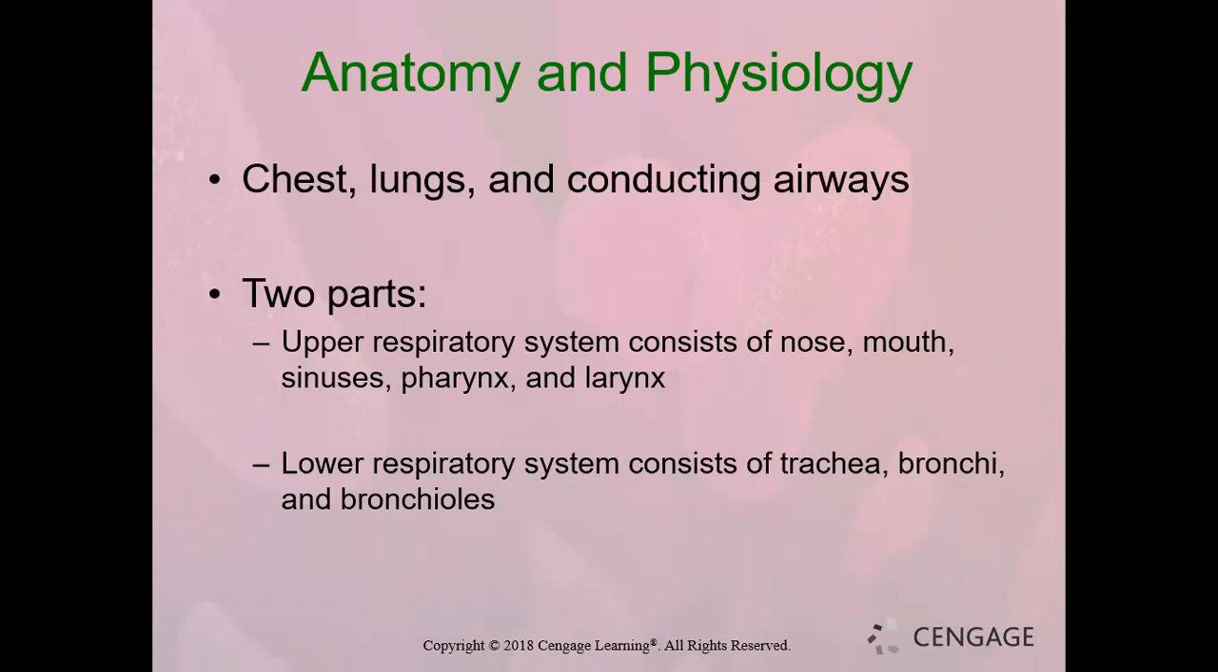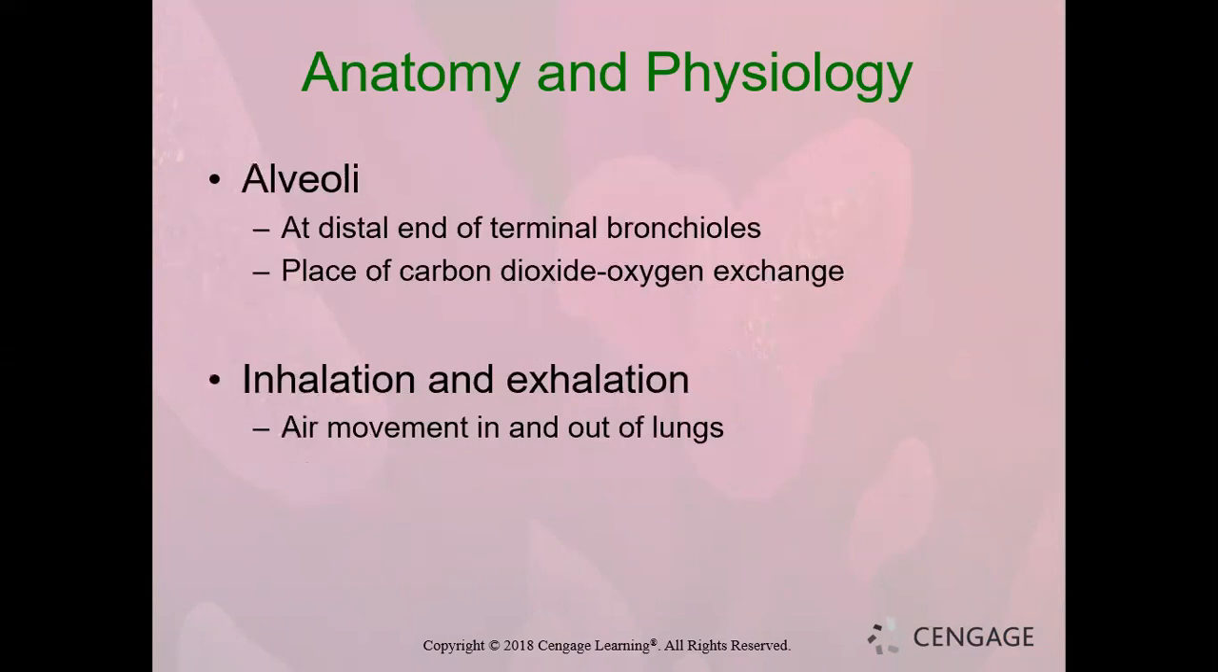I think it asks either what the upper respiratory system consists of, or what the lower respiratory system consists of. I don't remember exactly, but I know that one of them is on there. Your upper respiratory is your nose, your mouth, your sinuses, your pharynx, and your larynx. The lower respiratory is your trachea, your bronchi, and your bronchioles, which makes sense if you think about it. Anything from the lower part of your throat down is your lower respiratory, and anything of the upper part, including up into your nose, is your upper respiratory.